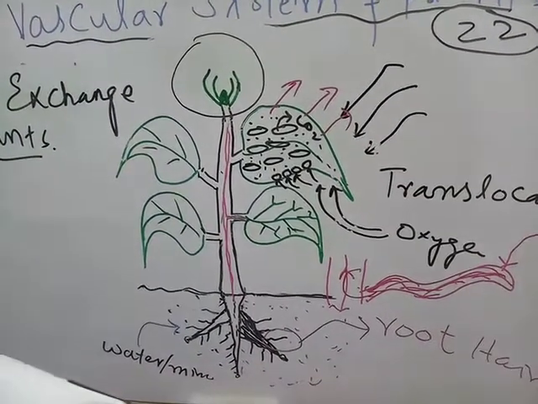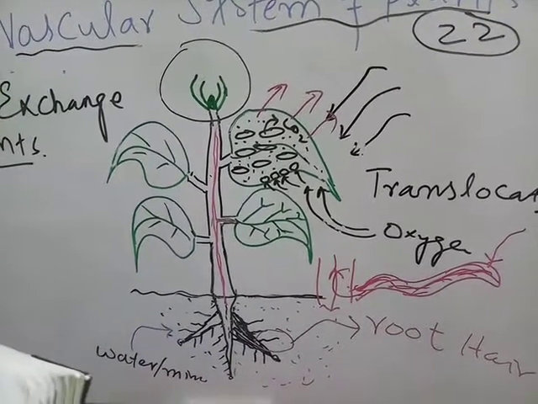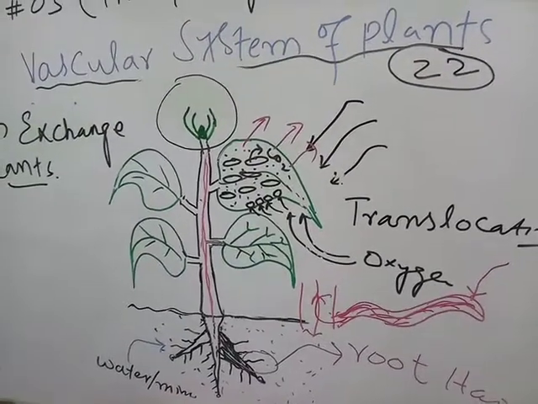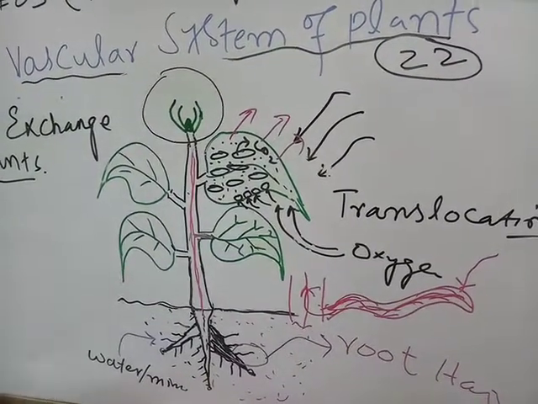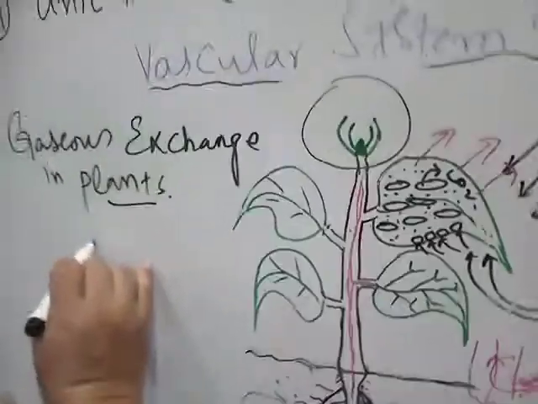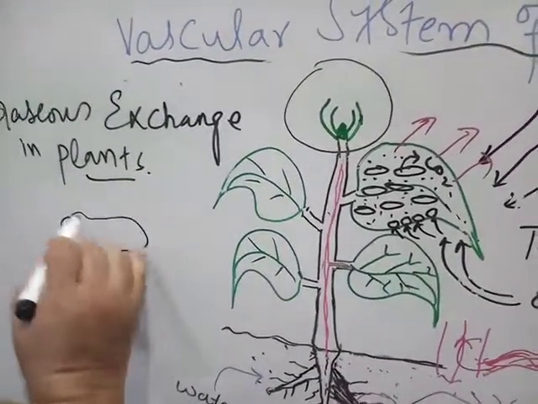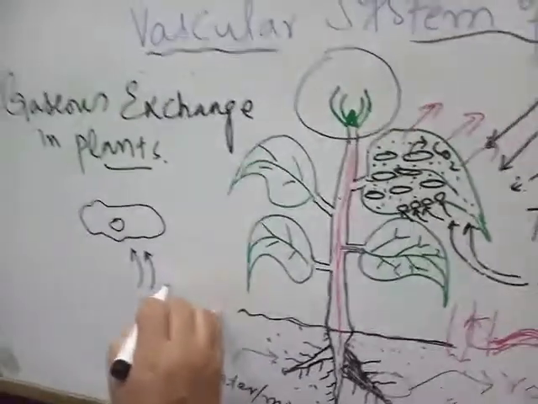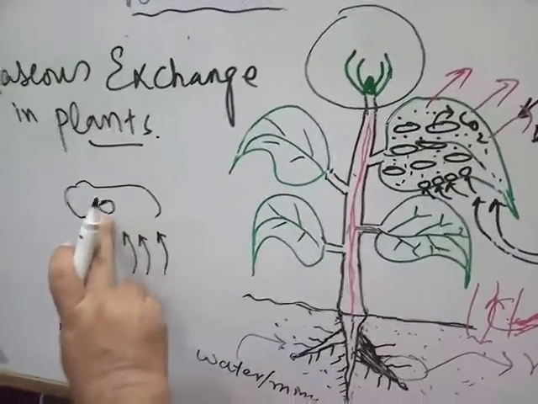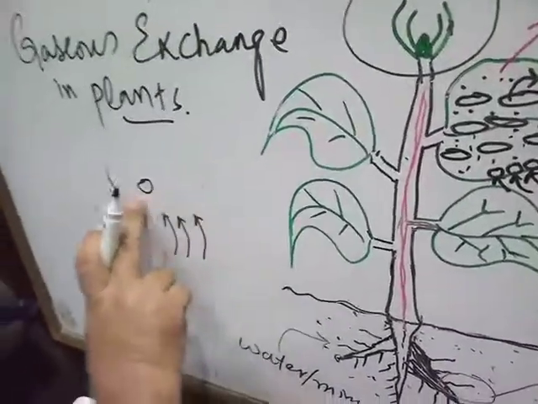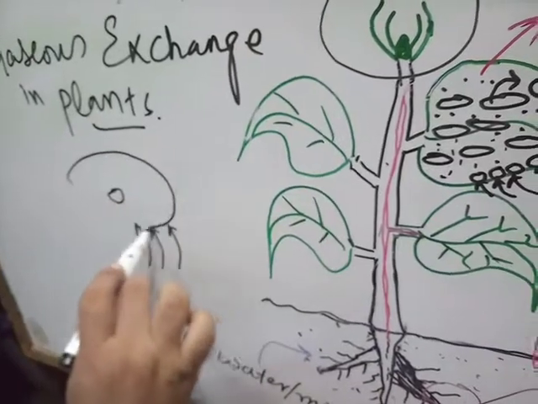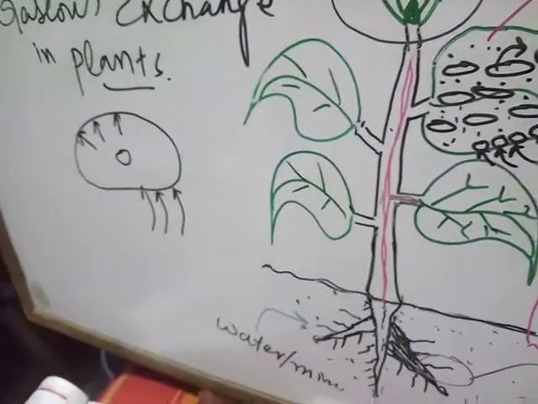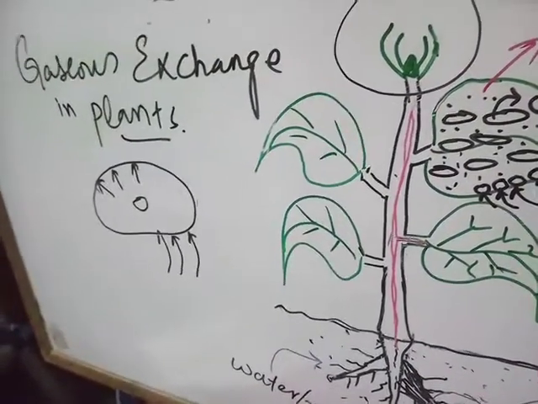So the next point is it keeps the cells turgid, so they can support the plant. Remember turgidity. Let me draw a cell. This is a cell. This is the nucleus of the cell. When this cell absorbs enough water, it swells up and it develops a pressure from inside. This is called turgidity, and this is very important in stomata, which are the small pores.